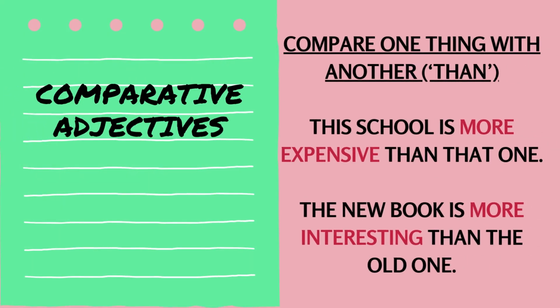Sometimes you need to compare one thing with another. Compare two things, two objects, two people. In this case, you need to add than. For example, this school is more expensive than that one. Another example, the new book is more interesting than the old one. So as you can see in the first example, we compare two schools. In the second example, we compare two books.